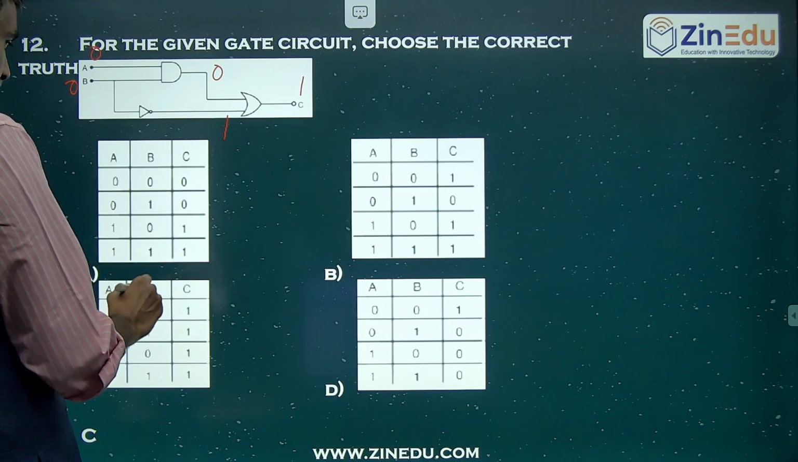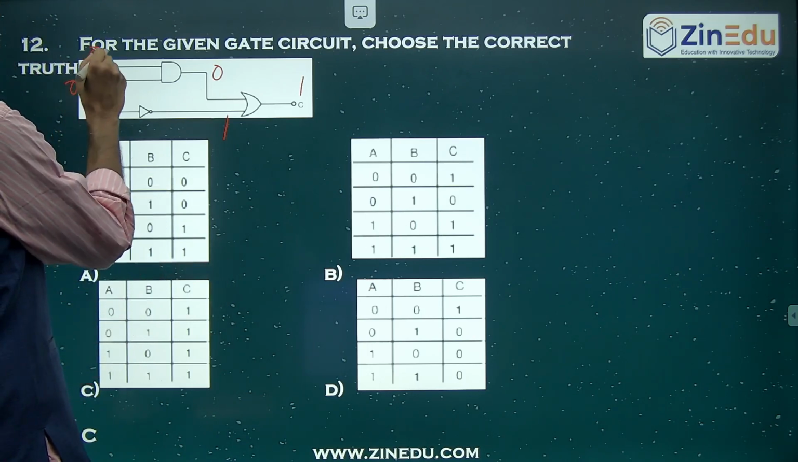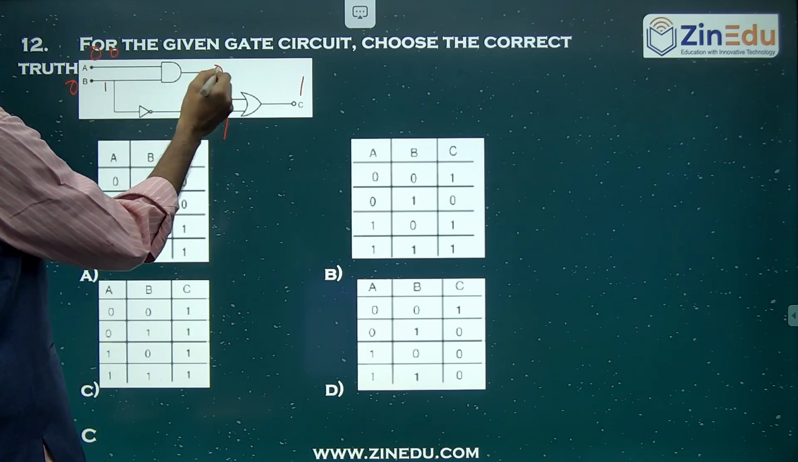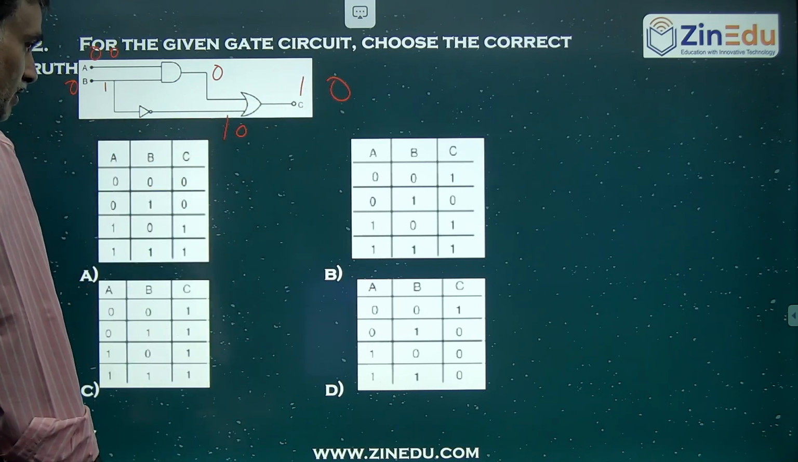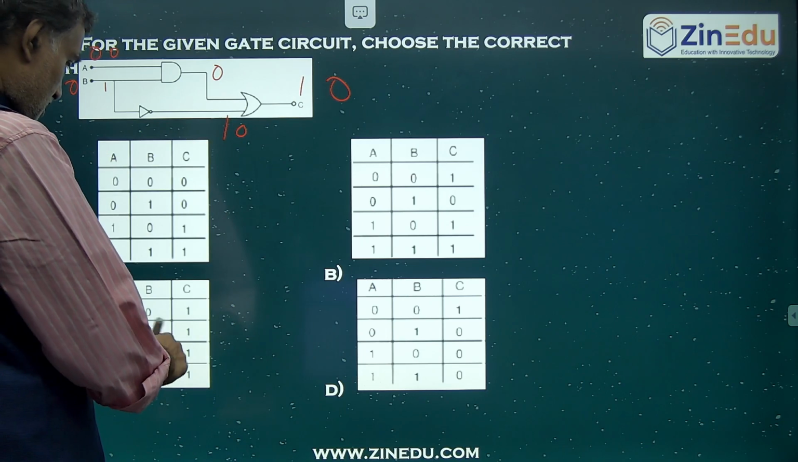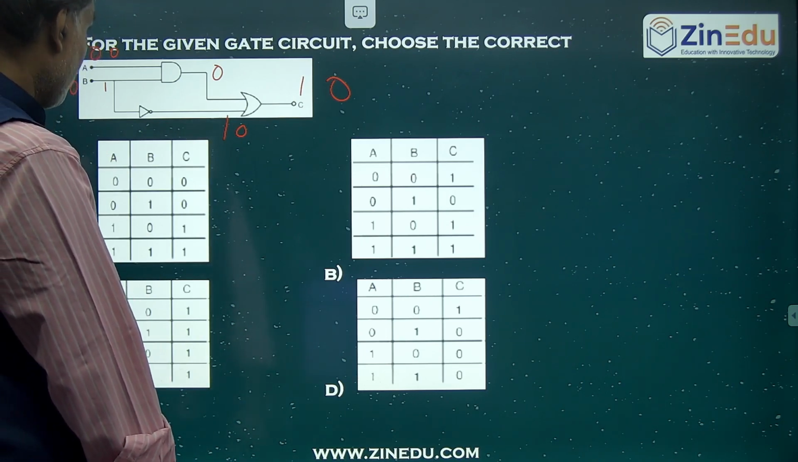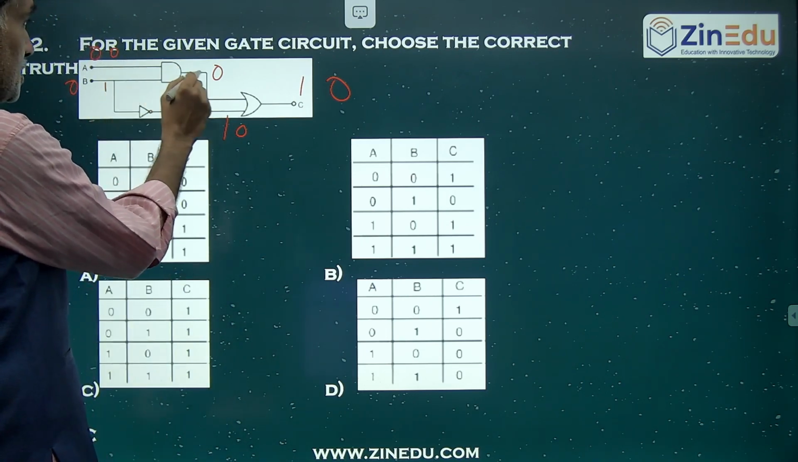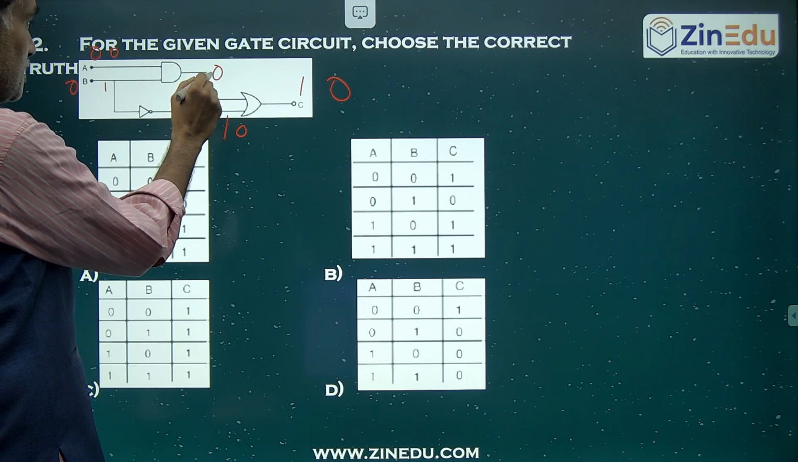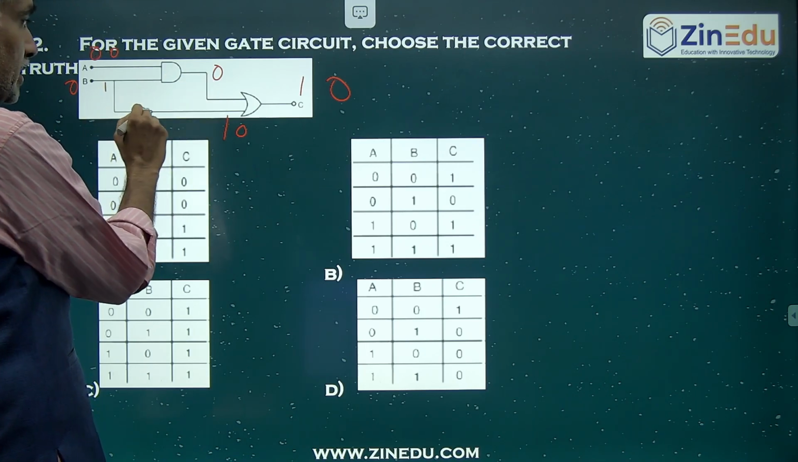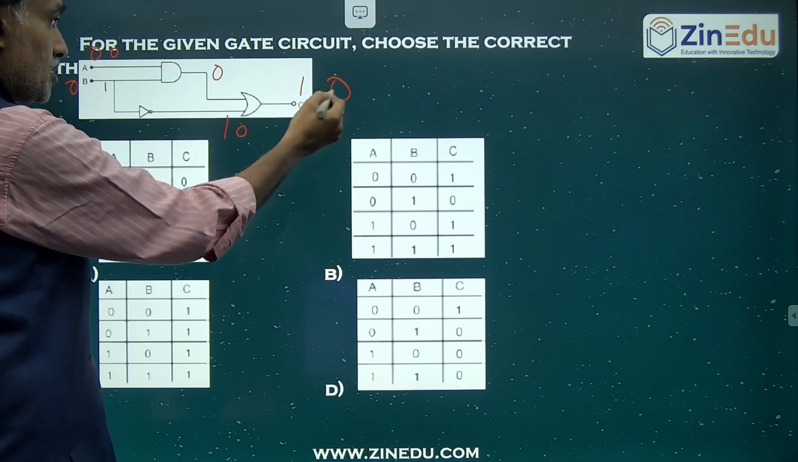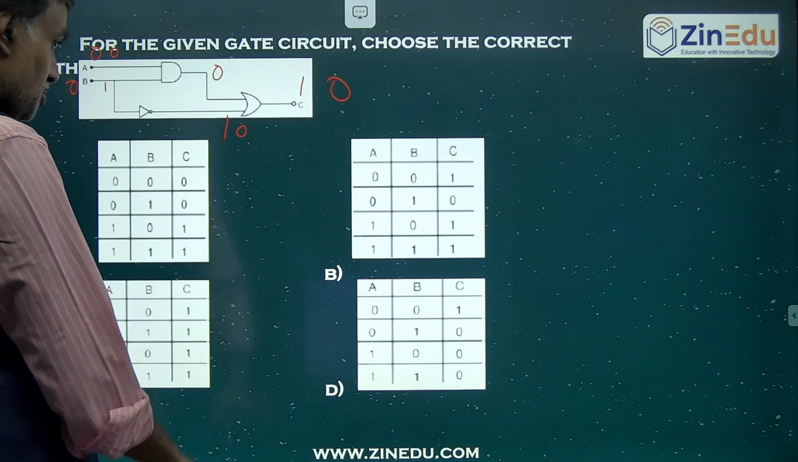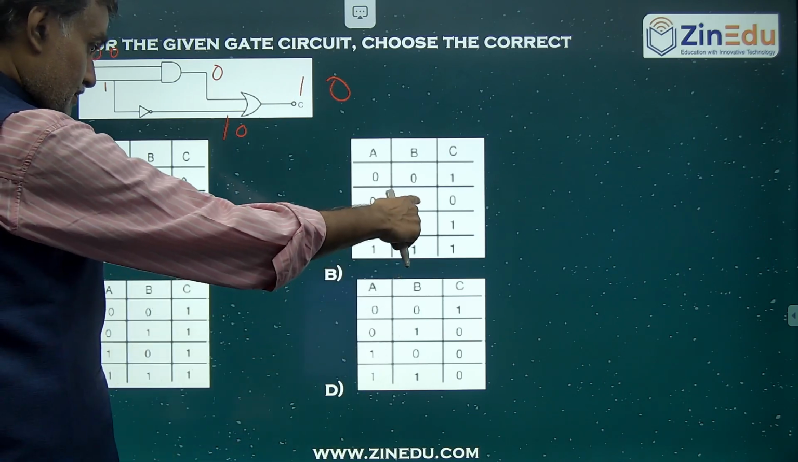Next is 0, 1 they have given. If I give 0, 1, what happens? Here 0, then here 0, here 0. So for 0, 1 you should get 0. This is wrong, actually. So 1 means you will get 0. This is a NOT gate, so 0 means OR gate. So 0 means you should get 0. So for 0, 1 you should get 0. So the answer is B or D.